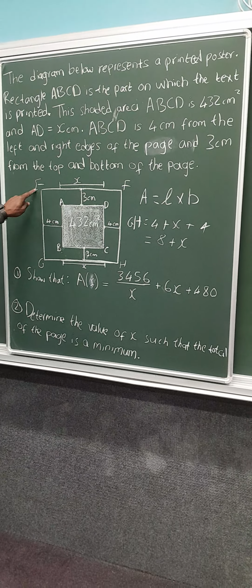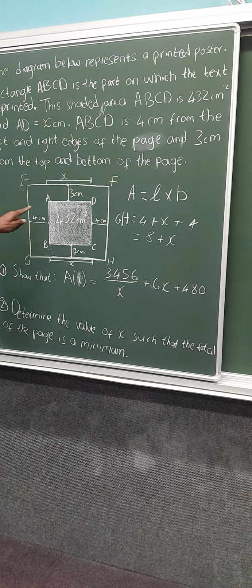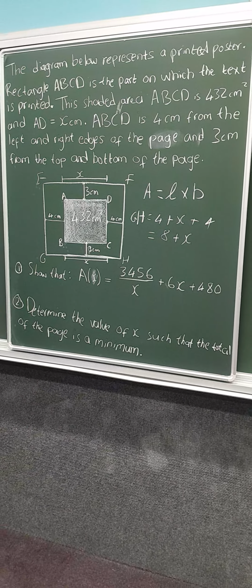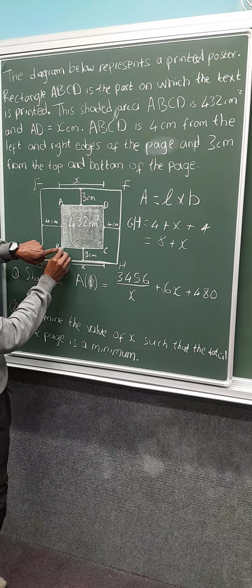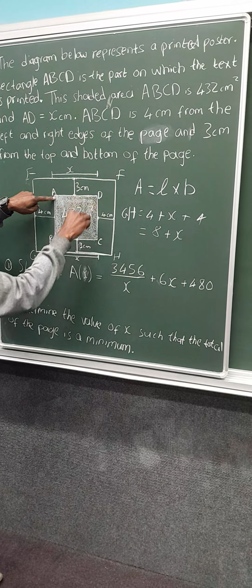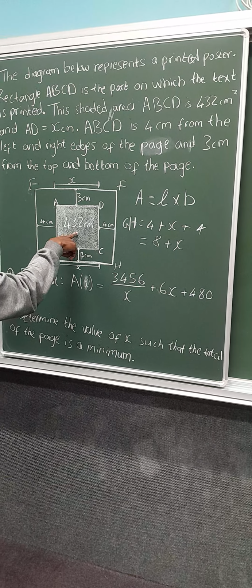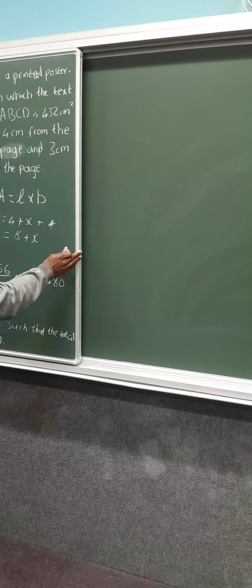So the length of GH, we do have it. However, we don't have the length of EG because we are missing the length of AB. So we need to look for the length of AB in order to find the length of EG. To do that, we check. We have the breadth of this rectangle. We don't have the length, however, we also have the area. So we are going to use the area of this rectangle to find the length of AB. So let's go and do that.